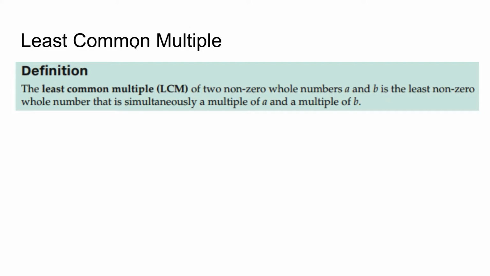So we need to find the multiples of the given numbers. Then you're gonna find what are the common multiples between those two numbers. Then among the list of common multiples, what is the least, the smallest common multiple? So that's the basic notion, the definition of the least common multiple, right? So the least common multiple of two non-zero whole numbers, a and b, is the least non-zero whole number that is simultaneously, which means common, a multiple of a and a multiple of b.